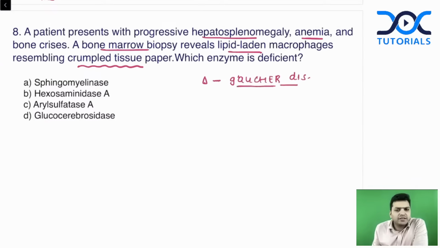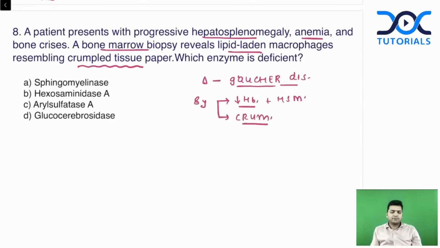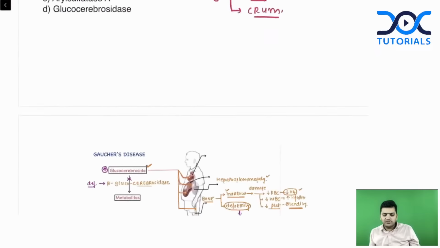In Gaucher disease, they are going to say that there is a child, let's say 8 years old, who is going to have a decrease in hemoglobin. There's going to be anemia, there's going to be hepatosplenomegaly, and there's going to be the crumbled tissue paper appearance of the cytoplasm in the bone marrow examination of the lipid. Basically, why does Gaucher disease happen actually? Look at this flow chart.